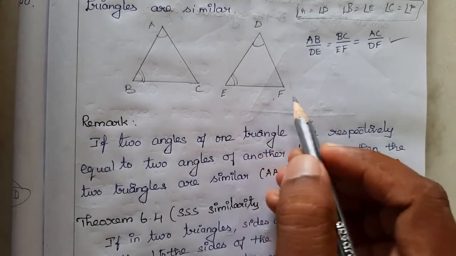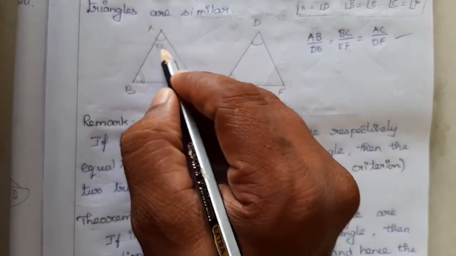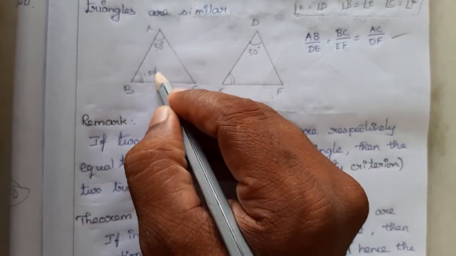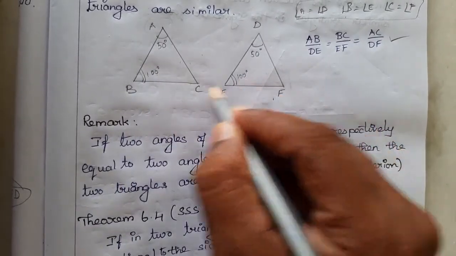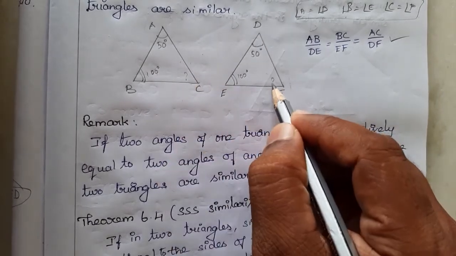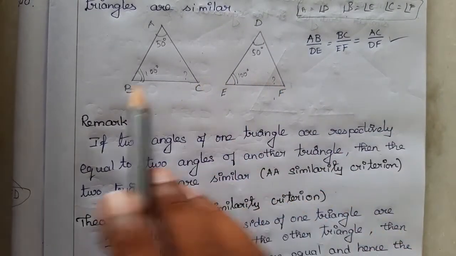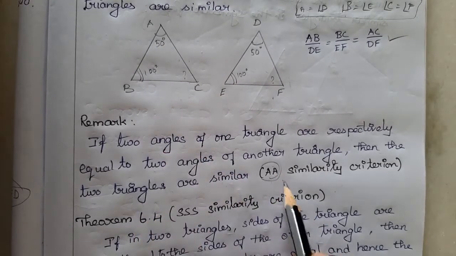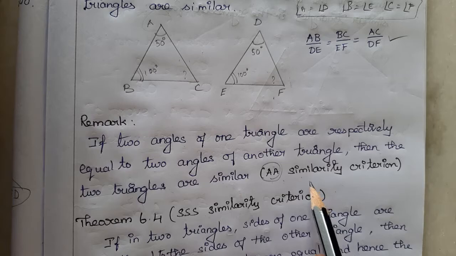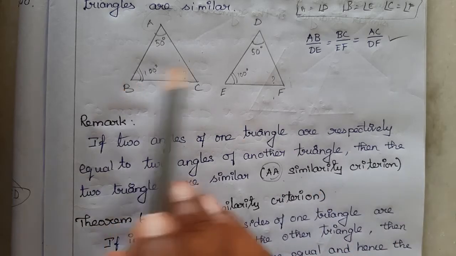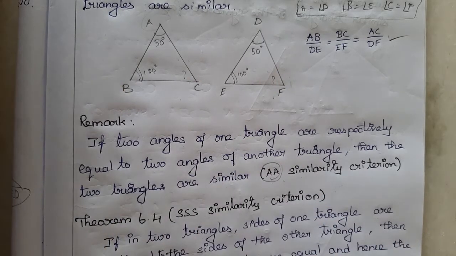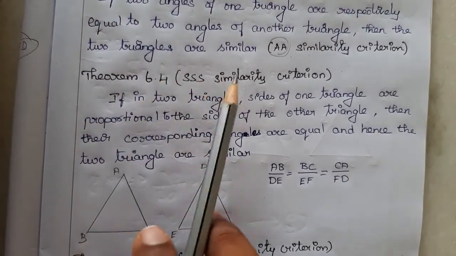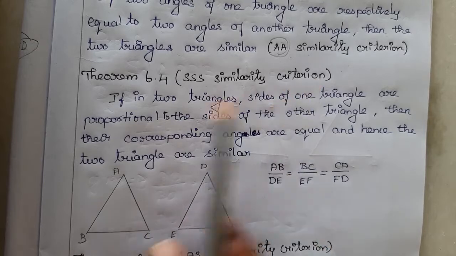How? By the angle sum property. Just for an example, consider this as 50 degrees and this as 50 degrees. This is 100 degrees and this is also 100 degrees. What should the remaining angle be? Both should be the same, right? So it's enough to have only two angles. If you prove the two angles are the same, then by the AA criterion also we can say that both triangles are similar. So here we go for the next criterion, theorem 6.4, the SSS similarity criterion.